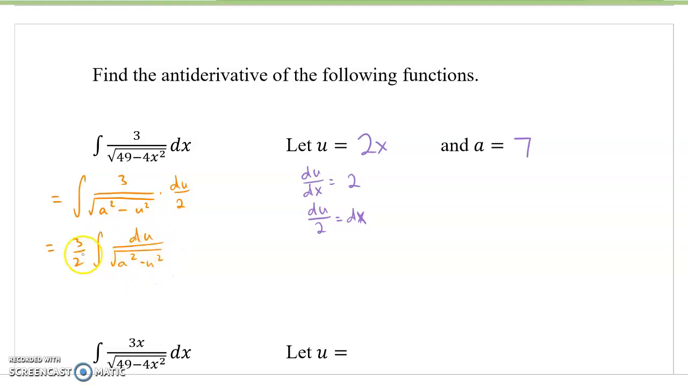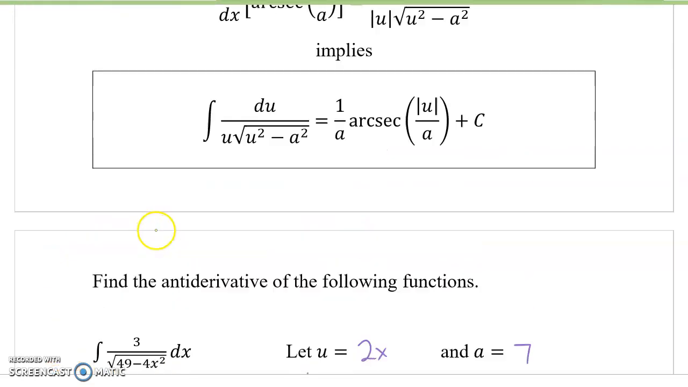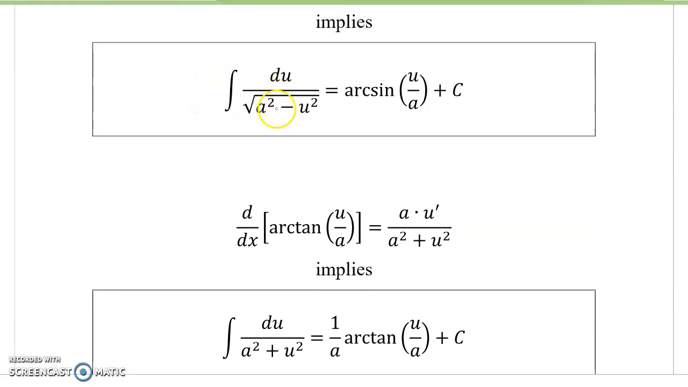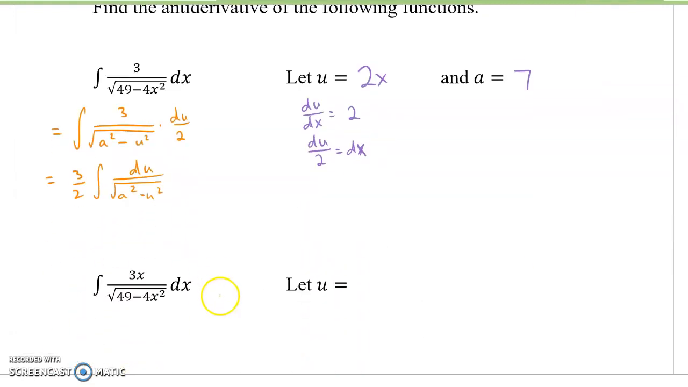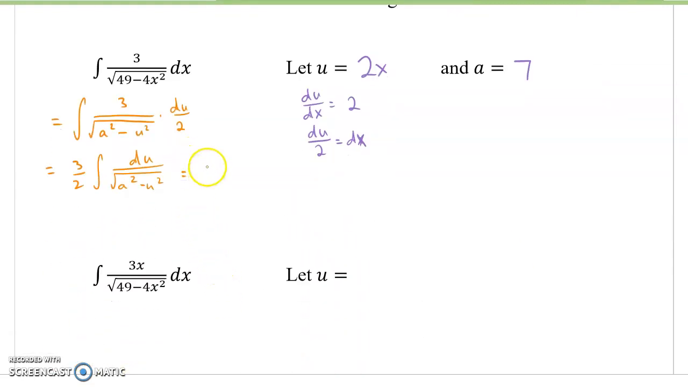And again, this integral, forgetting about the 3 halves, who cares about the 3 halves? This integral, du over the square root of a squared minus u squared, is a carbon copy of exactly what we see up here. So now we're going to go ahead and do the integration, but there's really not much to it because we just have it sitting there right in front of us. We have an arcsine of u over a, that's what our formula tells us, plus c.